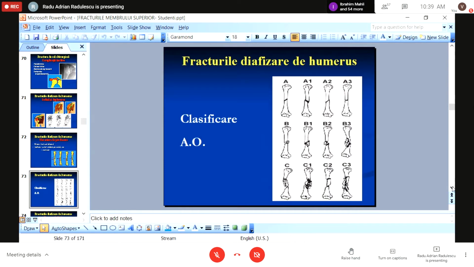Classification of these fractures is also done according to the AO classification system. You can see here group type A, type B with 3 fragments, type C with more than 3 fragments, which are the comminuted fractures. And I don't insist anymore on this classification system because we have already discussed about it.